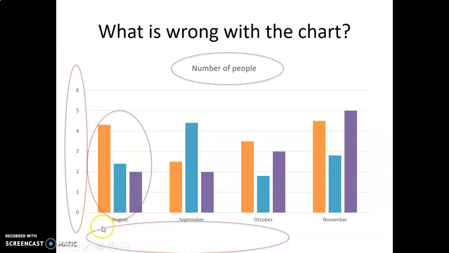Then we have these orange, blue, and purple bars, but we don't know what they mean. What are they about? We see here only months: August, September, October, November. But within each month, what is this? And what is this? And what is that? We don't know. That's why we need to add a legend saying what each bar means.